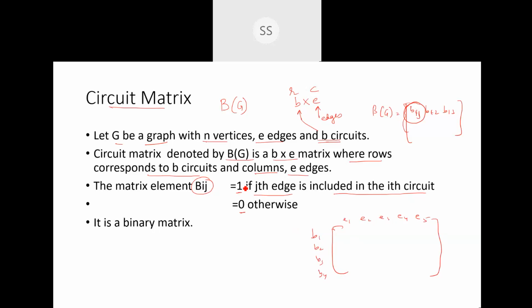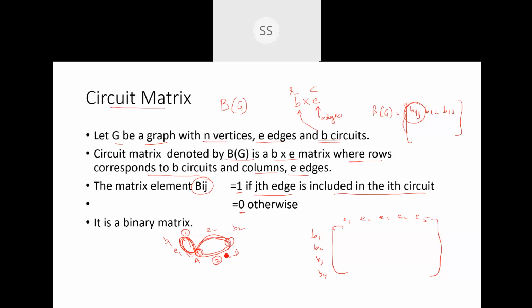I hope you remember the concept of a circuit, isn't it? If you have the vertex A and the vertex B like this, how many circuits are there? This can be called a circuit, going from A back to A, and this can be called another circuit. Here this is edge E1, this is edge E2, and this is edge E3. So this is one circuit, B1, and this is the B2 circuit.